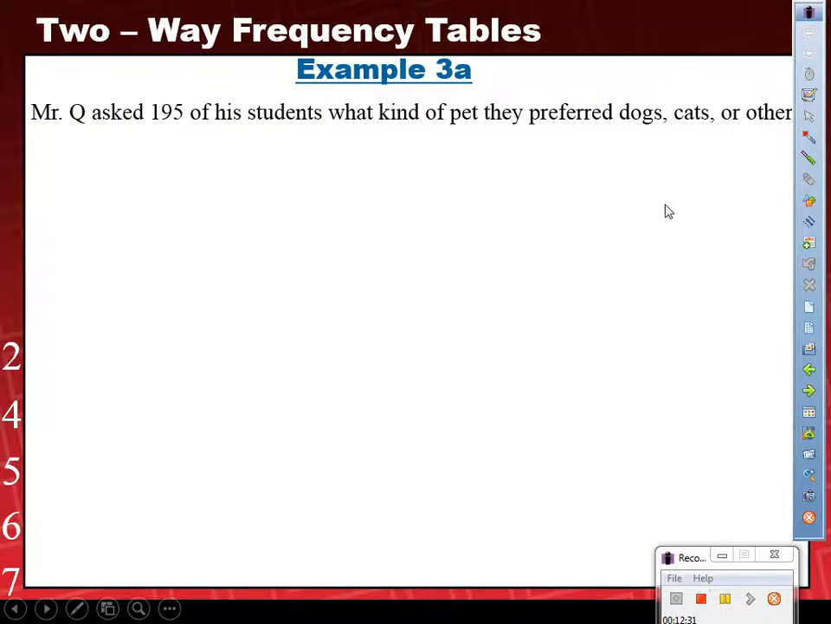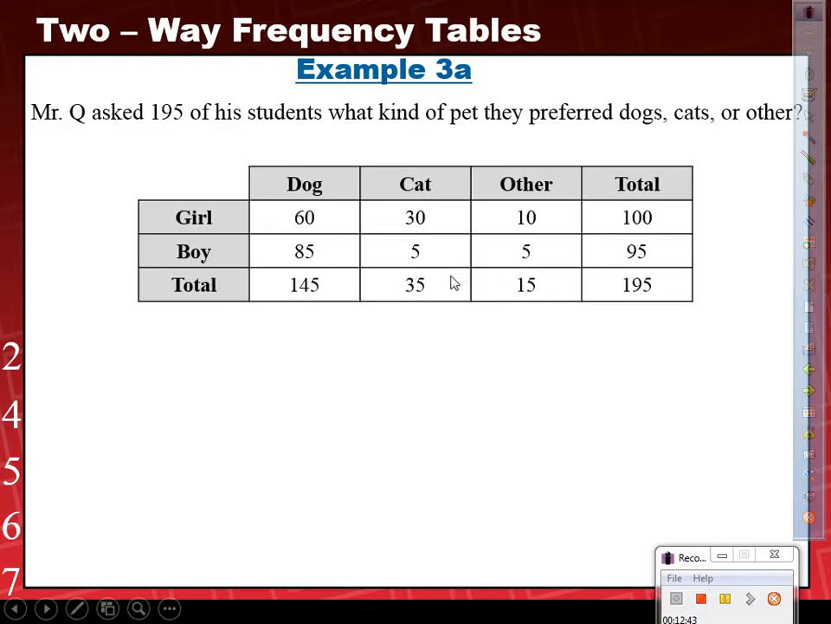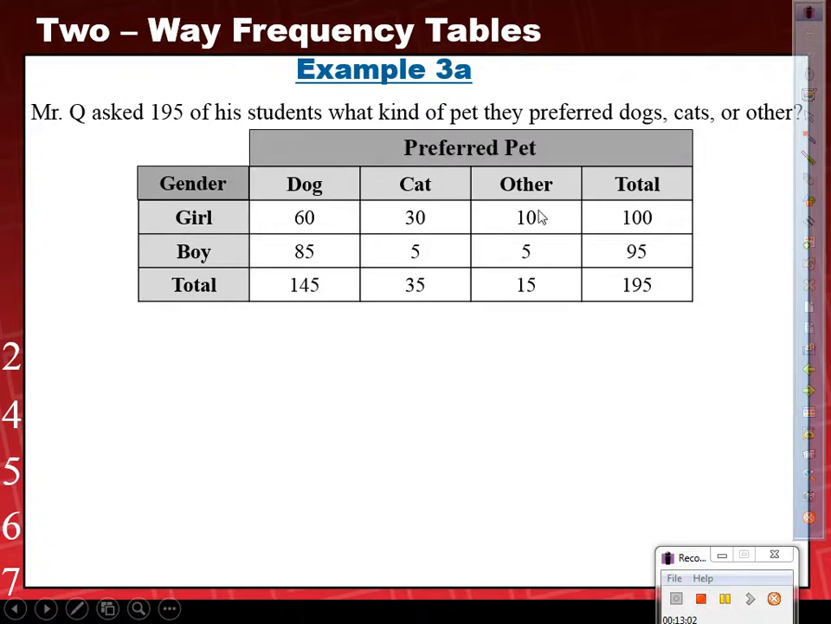So check this out. Look at this one though. Mr. Q asked 195 of his students what kind of pet they prefer, dogs, cats, or other. So watch. First of all, who notices now that this table is a little bit different from the previous ones? Okay, this one's called a two-way because now we can actually have two different variables. We have some over here by gender and over here by the different types of pets preferred. Does that make sense?